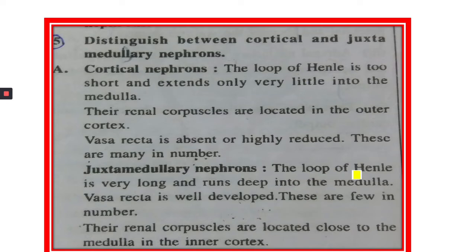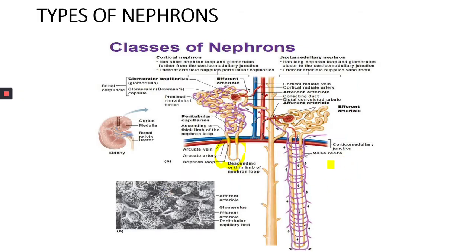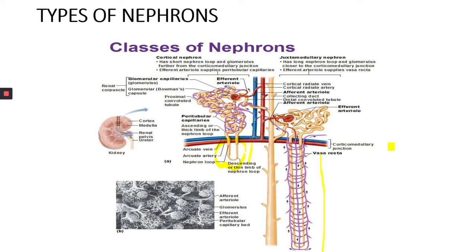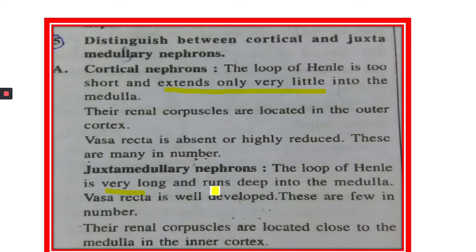And observe here, the loop of Henle is very long. In the cortical nephron, it extends only very little into the medulla. This part is medulla. In the juxtamedullary nephron, it runs deep into the medulla. So the loop of Henle is too short in one and very long in the other; one extends only very little into the medulla, the other runs deep into the medulla.